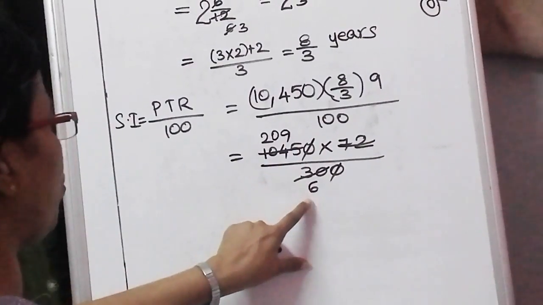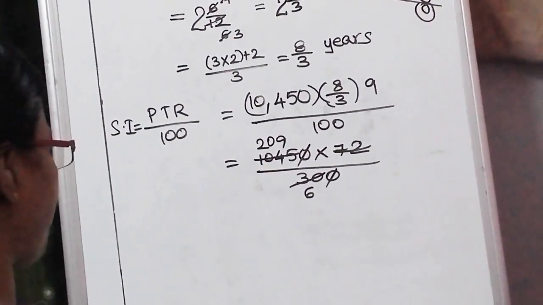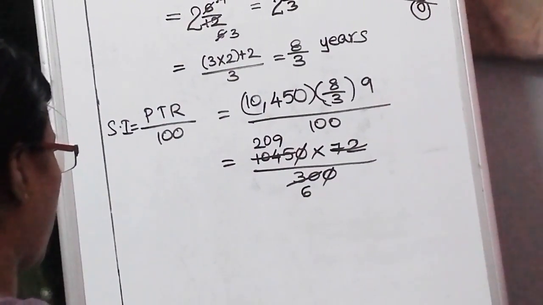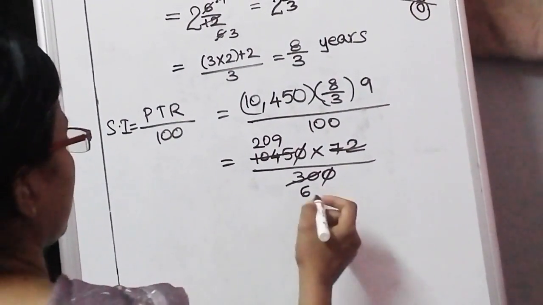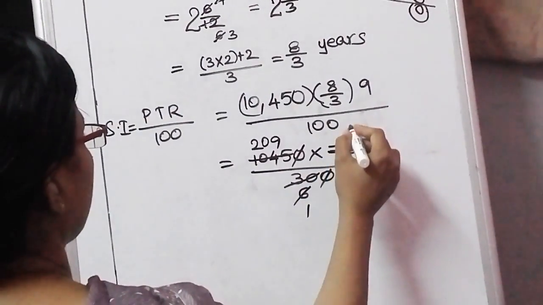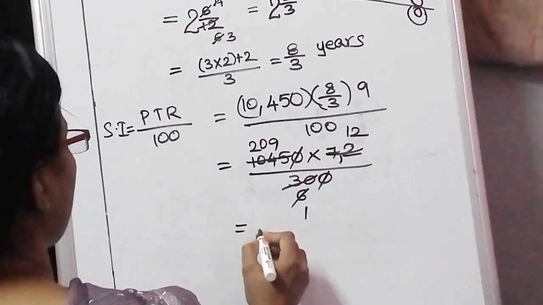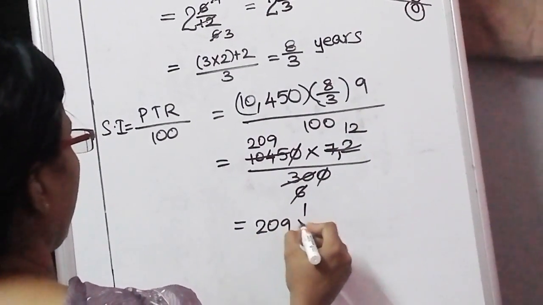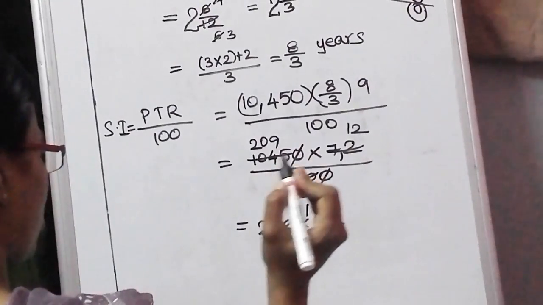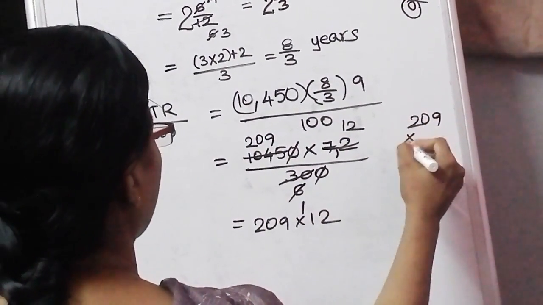Okay. 209 you got. Now 6 table. You see how many times you are going to cut it. 6 table, will you get? 6 ones are 6. 1 is the remainder. 6 twos are 12. So you got it as 209 into 12. 209 into 12. Let us multiply and do.